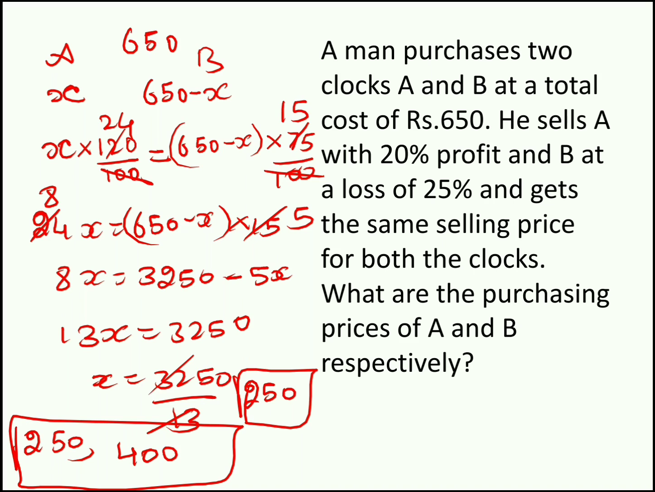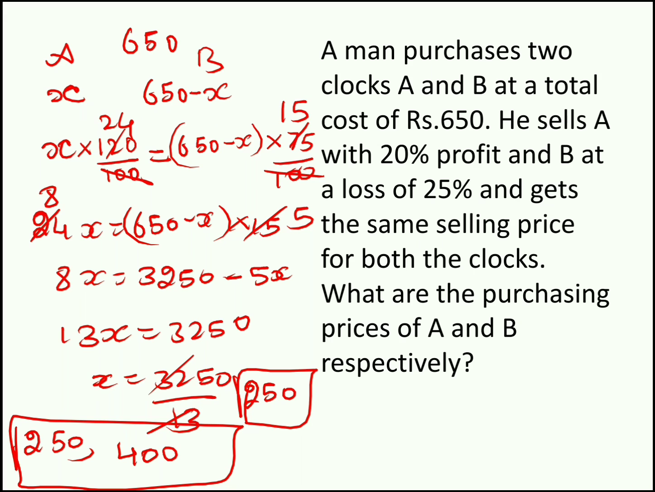So one thing you have to keep in your mind is conceptual ability. Here the concept is clock A and B together cost 650. So you have to assume a part for clock A and another part for clock B. You have to take a single variable for both the clocks. If you take clock A as X and clock B as Y, you will not get the answer. So here you need more conceptual ability.